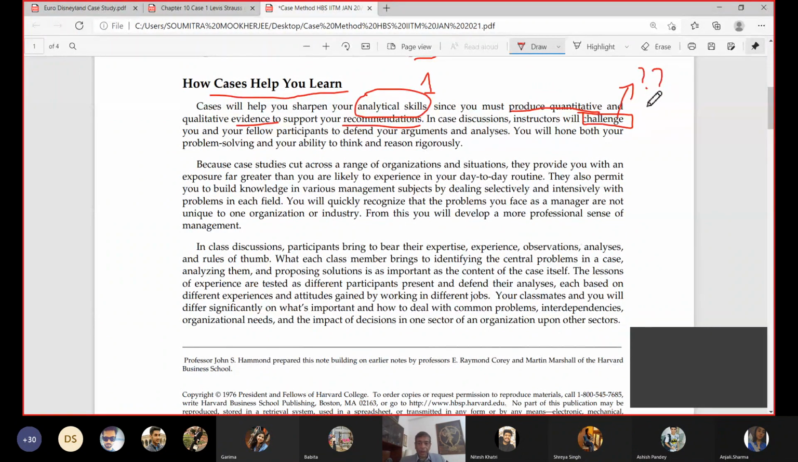This could be a big question mark, as you could well see instructors challenging you. Why have you made this solution? You should be able to defend your answer.